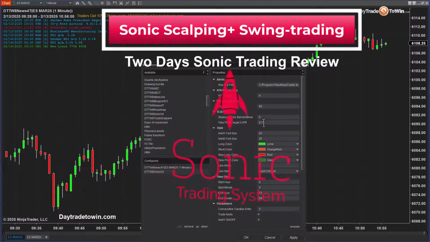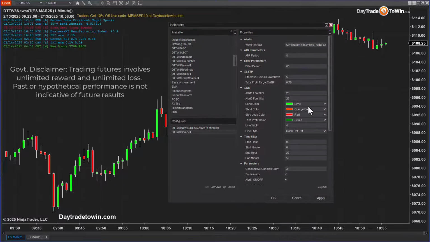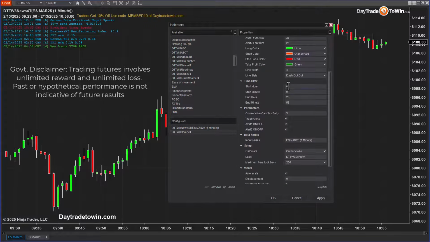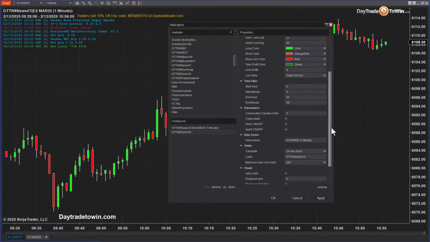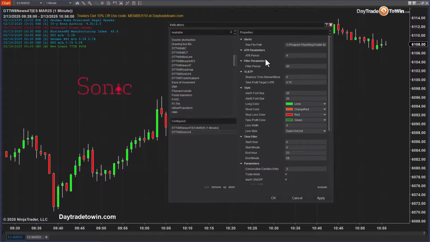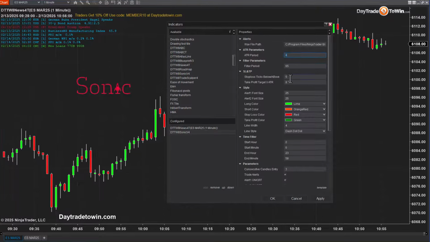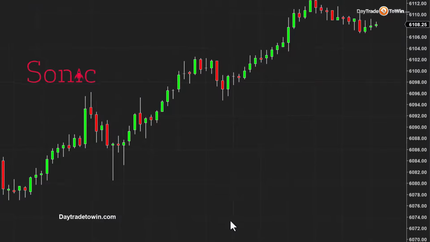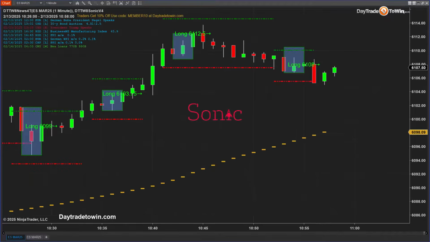We're going to take a look at today's trading, but I also want to show you a little bit of how we can dynamically change the targets on the Sonic system for scalping, and if you want to have a larger profit target. Here you can see that the take profit target is only 75% of the ATR. And so that's what I'm going to do here on Thursday, February 13th.